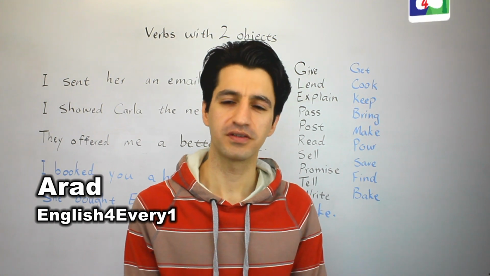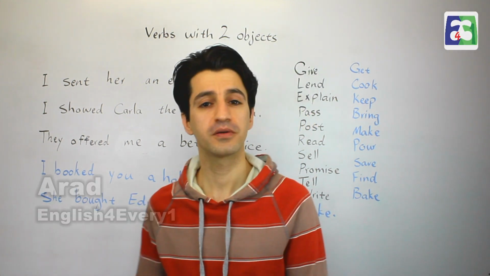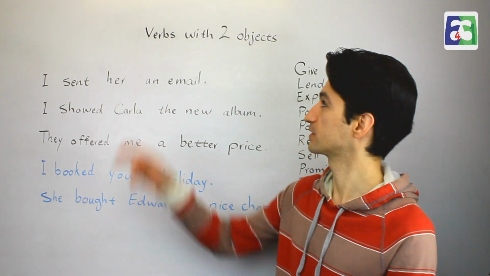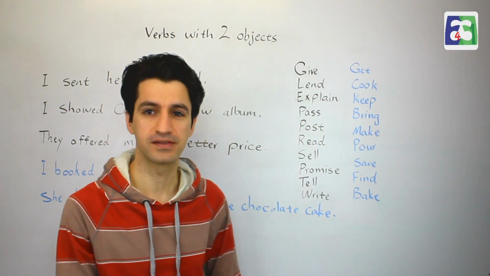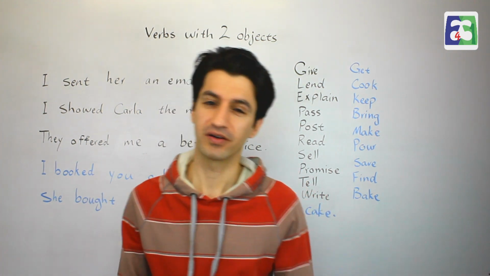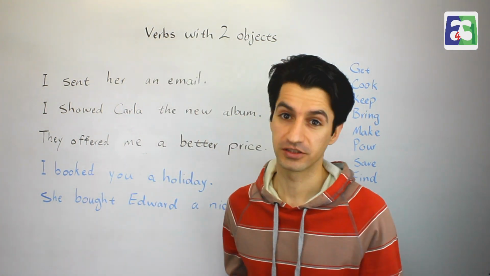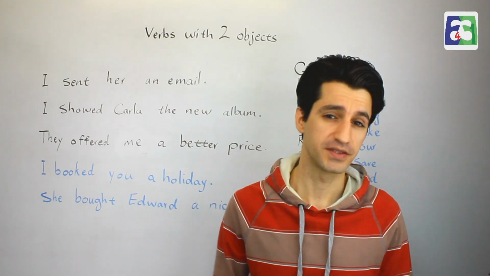And today in this video I'm going to talk about the verbs that need two objects. Verbs with two objects, okay? And here I've got a list of them. Alright, but I've got two different lists. I'll explain what they are, what the differences are.